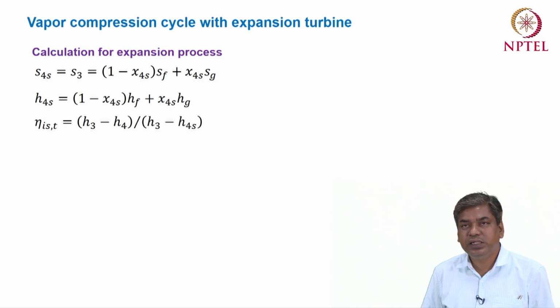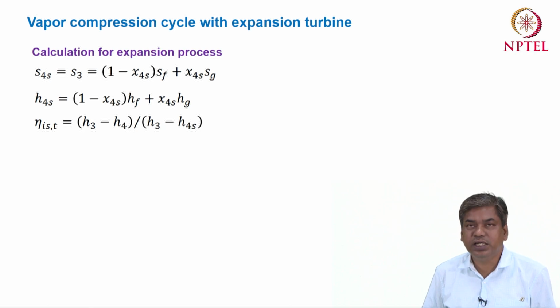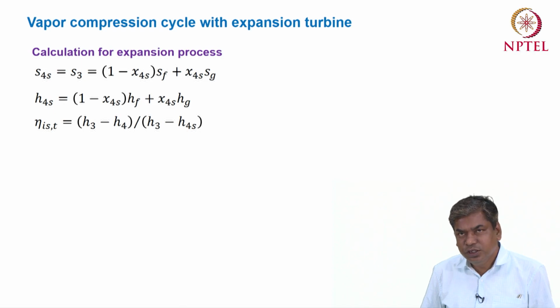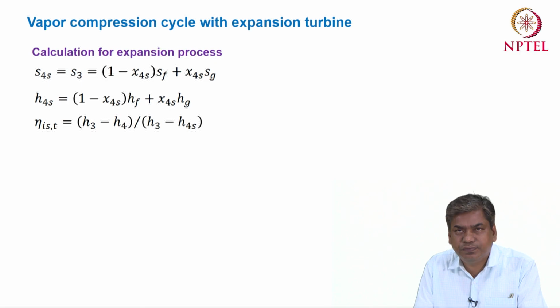So that's why this time I will not discuss how to evaluate the enthalpies at 1, 2 and 3, which has already been discussed. I will only discuss how we can get the enthalpy or entropy at point 4s. So we can use this to calculate the enthalpy at point 4.